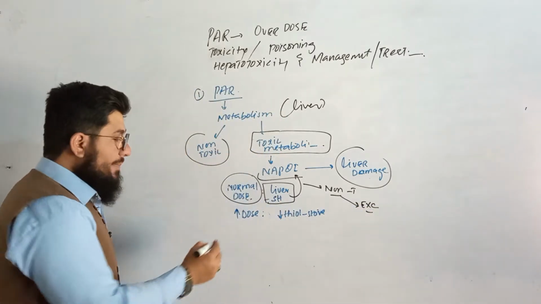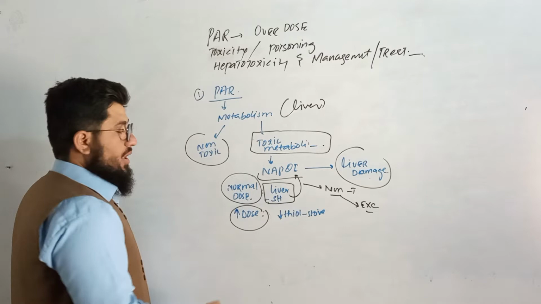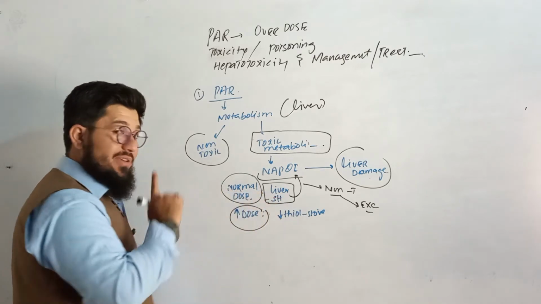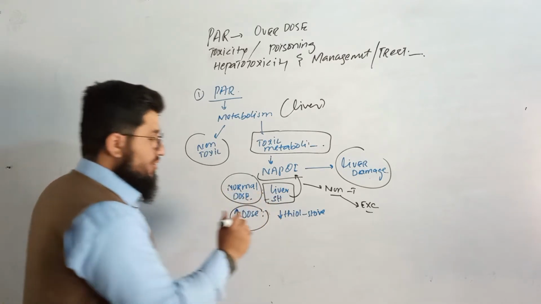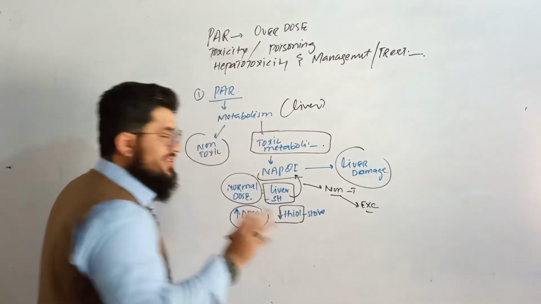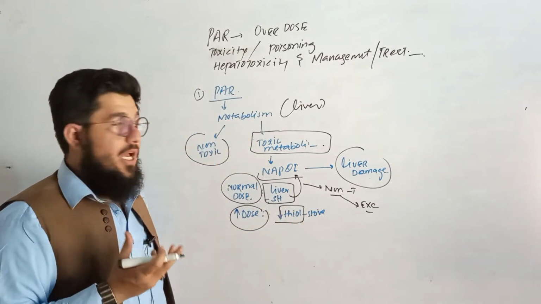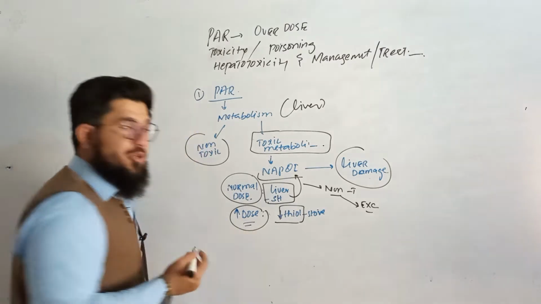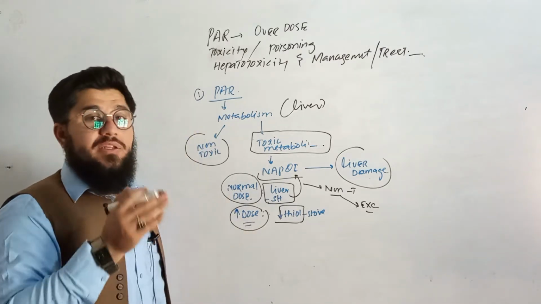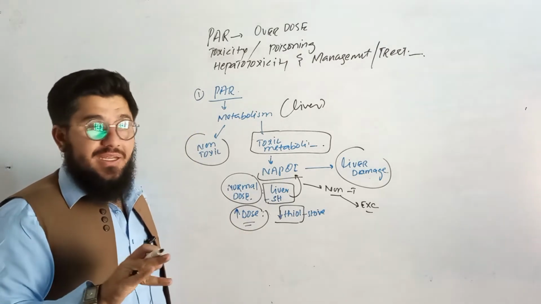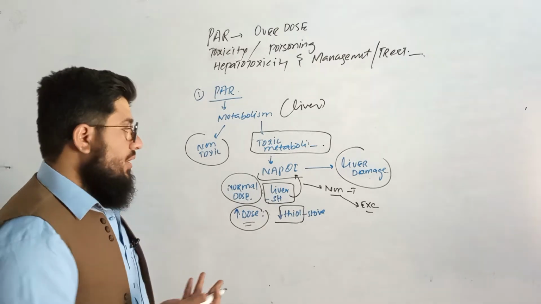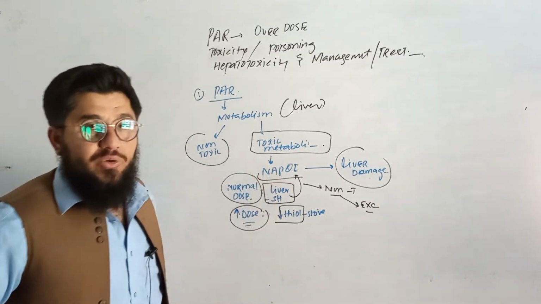Got it? What happens if you increase the dose? The liver has a certain store of thiols, a certain number of thiols available, but because of the abnormal dose you are taking, this thiol store will become empty. So what will happen then? Simple. Then the NAPQI will be available to damage your liver.